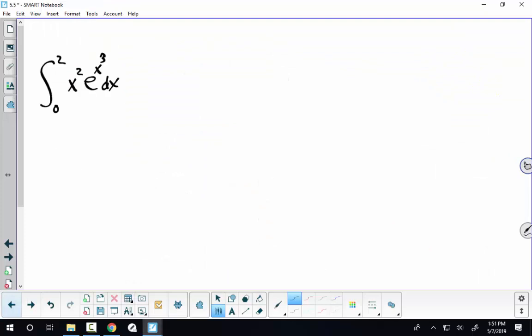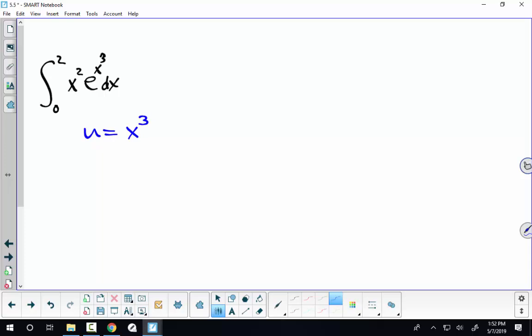Okay. So let's look at one more of those. Our integrand is x squared e to the x cubed. What would our U-substitution be? X to the third. And what are you basing that off of? Past examples. Yeah, right.